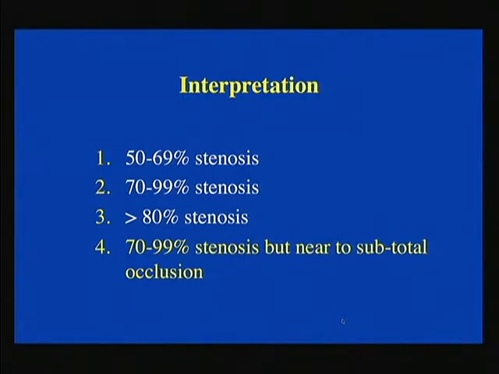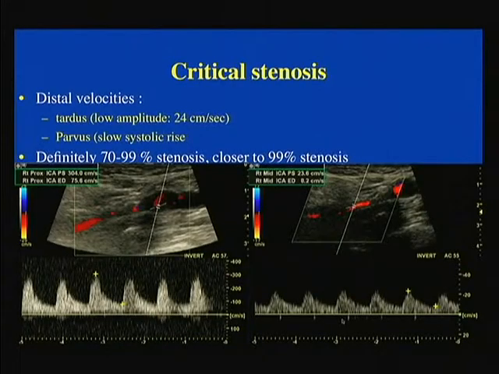That means you're beyond that curve. It's a very important thing to do, and it should be part of your examination. And in fact, this is a tardus parvus type waveform. So it's definitely 70 to 99% stenosis, and I used it closer to 99.